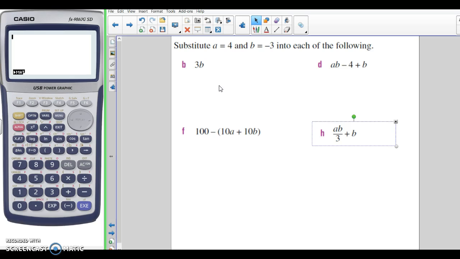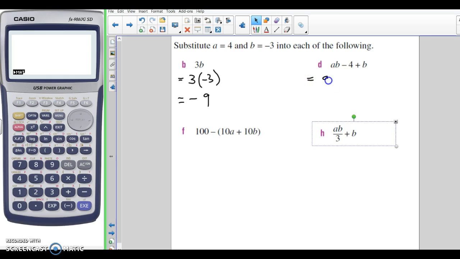So we've got a couple here. Now we're going to substitute a as 4, b as negative 3. In this one, 3b, instead of b, we're using negative 3. So we'd evaluate that as 3 times negative 3. We know a positive and a negative is a negative. 3 times 3 is 9, so negative 9.